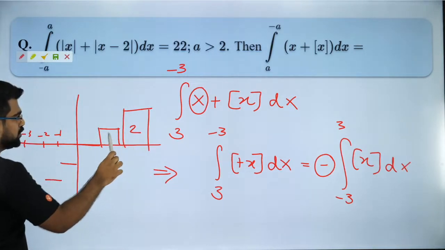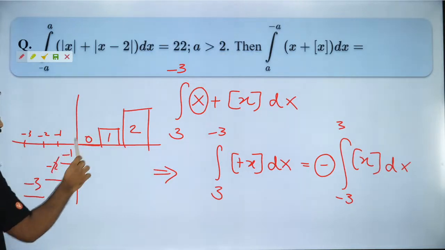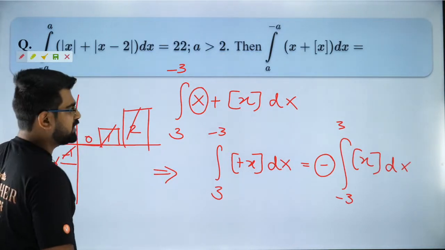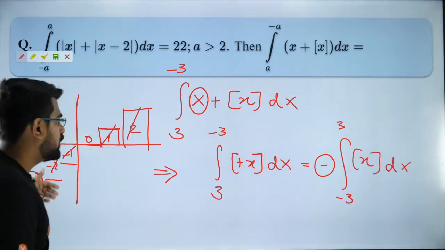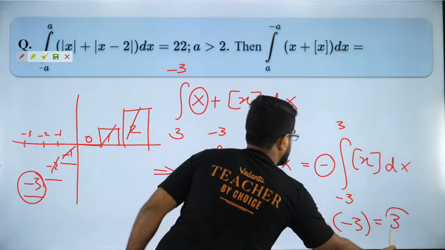This area. So this is 2. This is 1. This is 0. This is minus 1. This is minus 2. This is minus 3. So this and this will cancel out. This and this will cancel out. So the area is actually 3, which it forms with the x-axis. So I'll have minus of minus 3, which is equal to 3. So 3 is the answer.